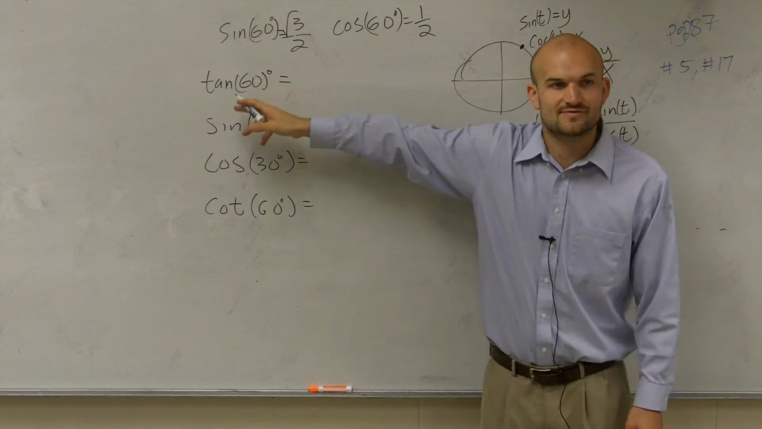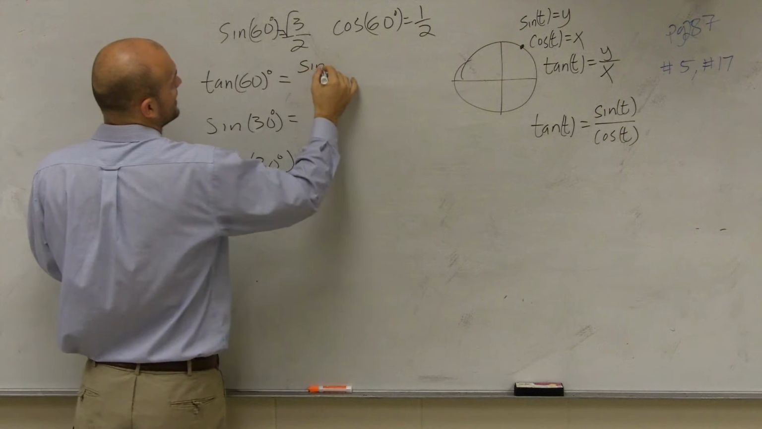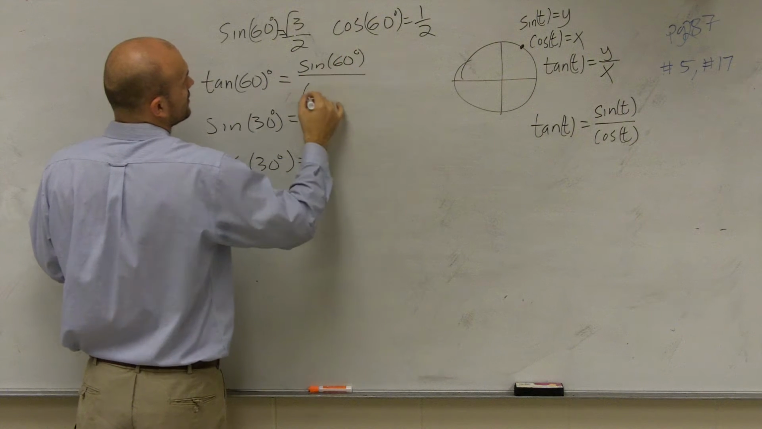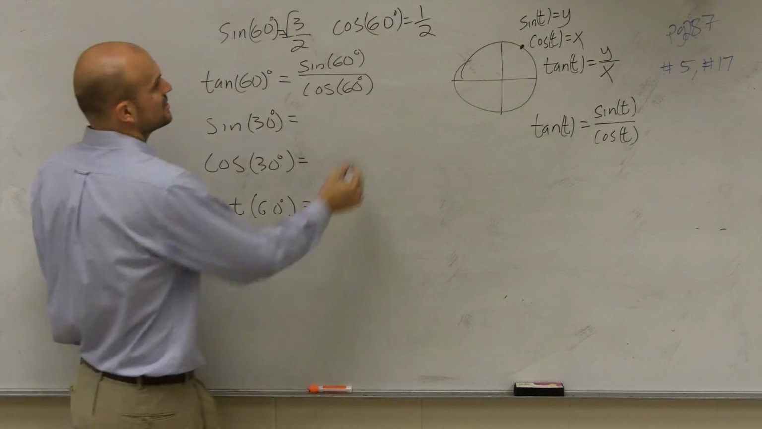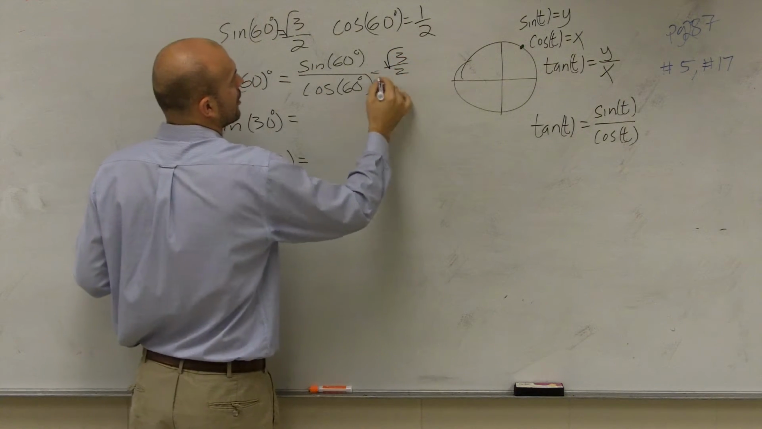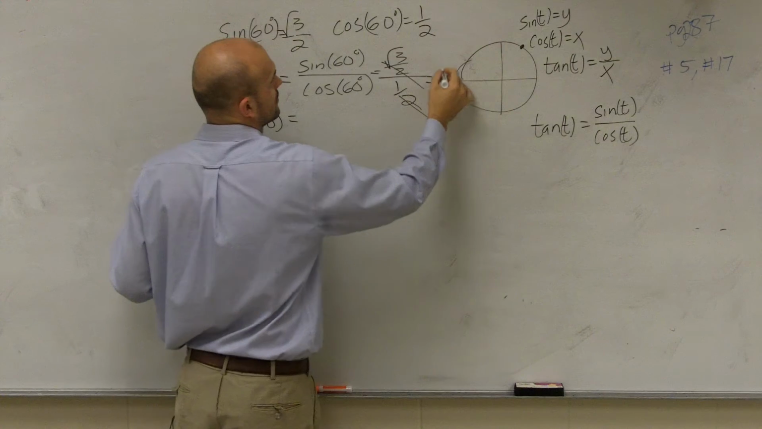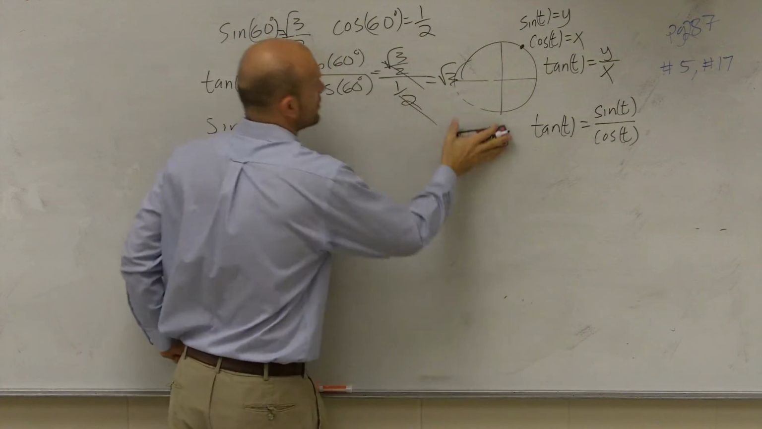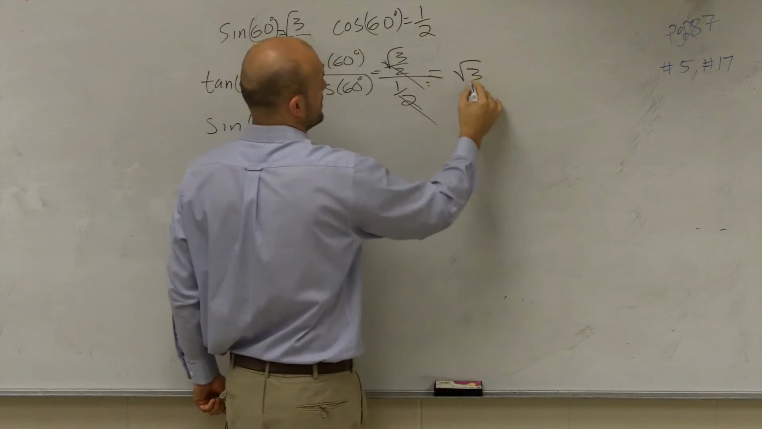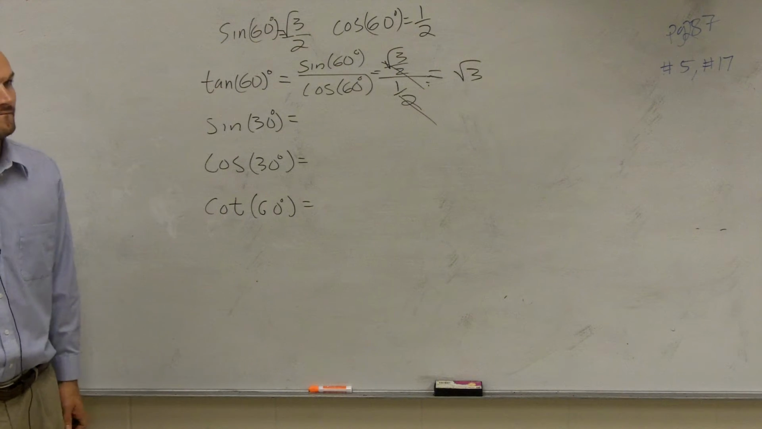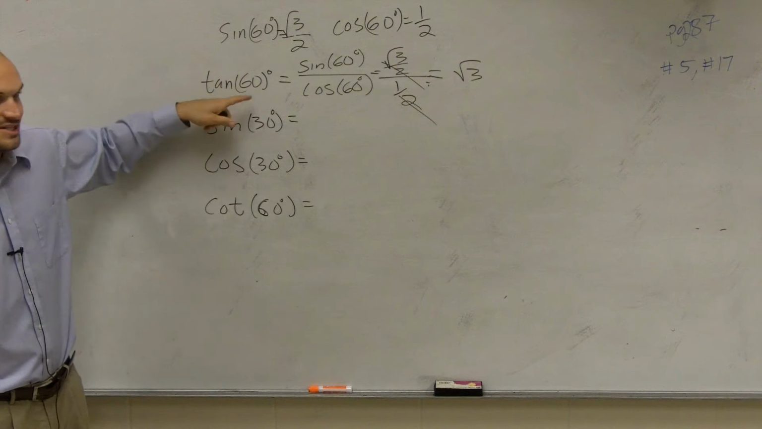So if I'm asking you, instead of t, what is the tangent of 60 degrees, I can say that's the same thing as the sine of 60 degrees over the cosine of 60 degrees. Do you guys agree? So the sine of 60 degrees is square root of 3 over 2, over the cosine of 60 degrees, which is 1/2. So I could either multiply by the reciprocal, or I can just simply reduce this down to square root of 3.